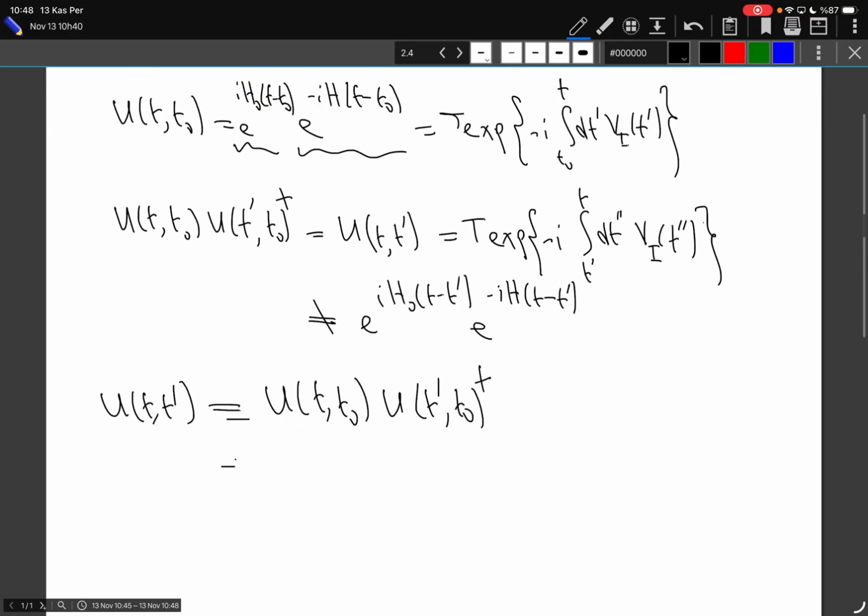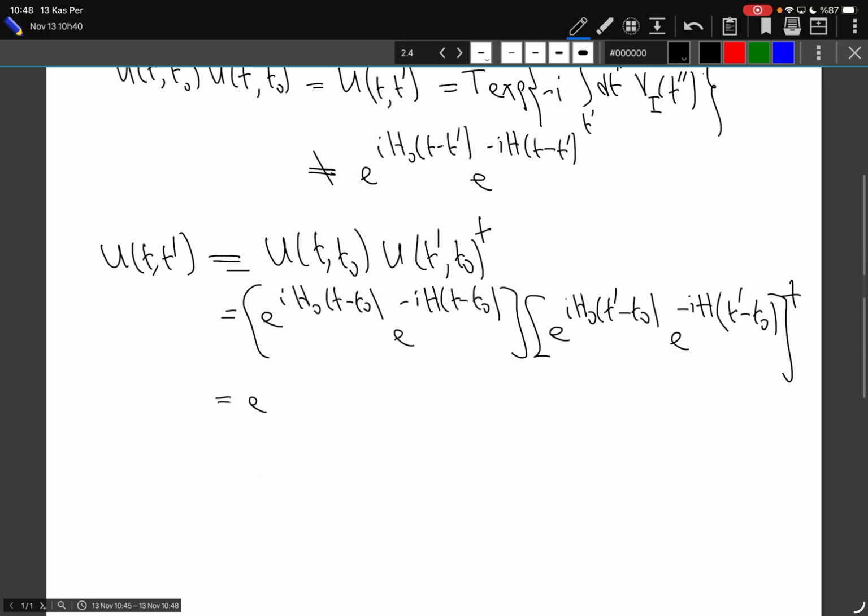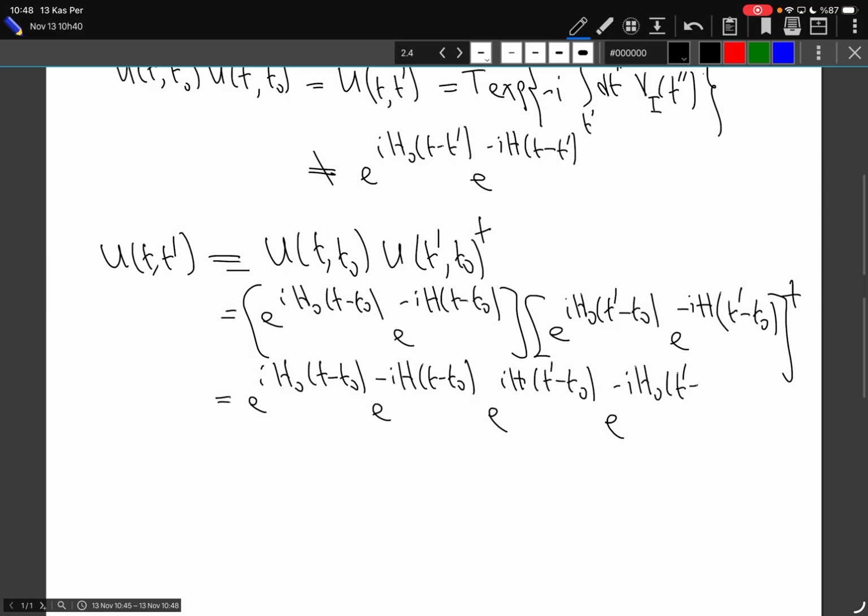Then this quantity would be e to the power i H0 (t minus t0), e to the power minus i H (t minus t0), e to the power i H0 (t prime minus t0), e to the power minus i H (t prime minus t0), dagger, times e to the power i H0 (t minus t0), e to the power minus i H (t minus t0), e to the power i H (t prime minus t0). I just took the dagger of the second operator there.